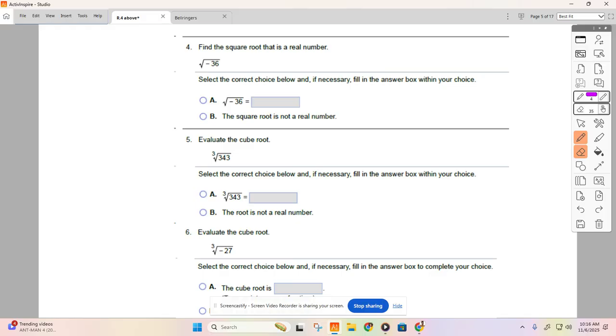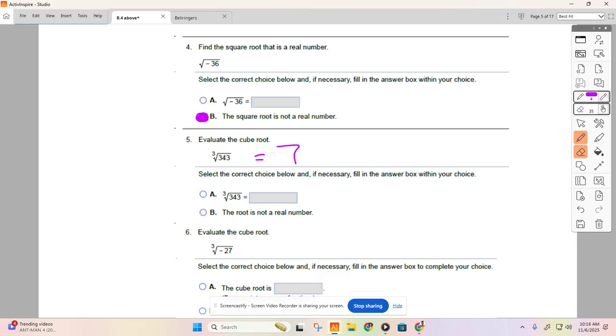You cannot take an even root of a negative number. These are going to be not real numbers. For this one, make sure that you're entering it in the calculator correctly. You do 3, the second button, caret, square root of, then type in 343, equal, you get 7.